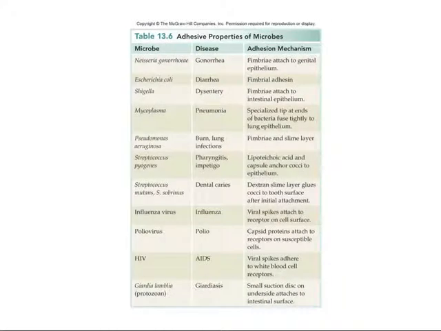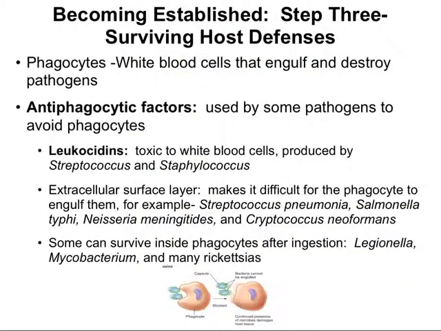This table gives you a summary of some of the other adhesive properties of microbes, the particular microbe, the disease it causes, and then a different mechanism that it uses to adhere to the other cell. You don't need to commit it to memory, but it'll give you an idea of some of the variety of mechanisms involved. The third step in a microbe becoming established is surviving the host defenses.